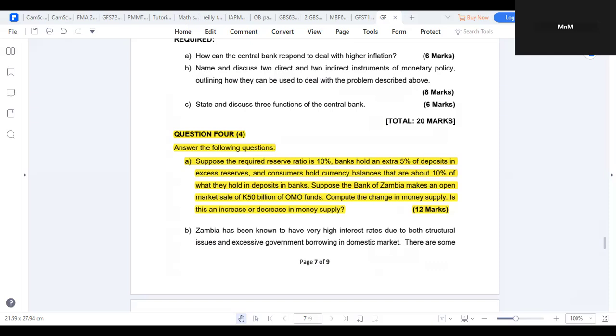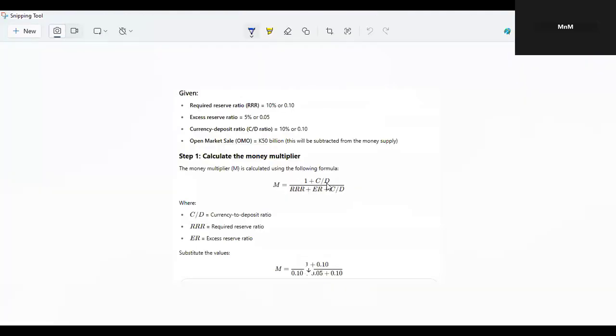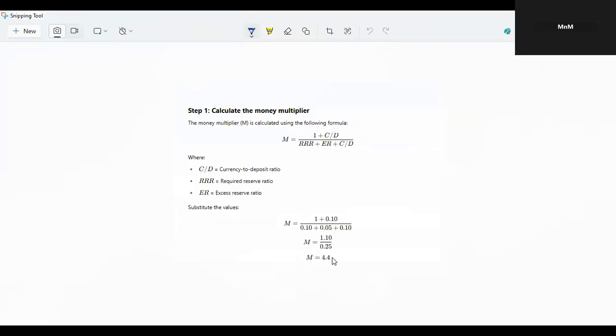Given the parameters that we have, we've been given a required reserve ratio, which is 10%. So to calculate the money multiplier: 1 plus the currency deposit ratio, which is 10%, divided by the required reserve ratio, RRR, plus the excess reserve ratio plus the currency deposit ratio. We want to see how many times, if a certain amount was pumped into the depository of the central bank, it goes into circulation. So when you calculate that, it will grow 4.4 times.